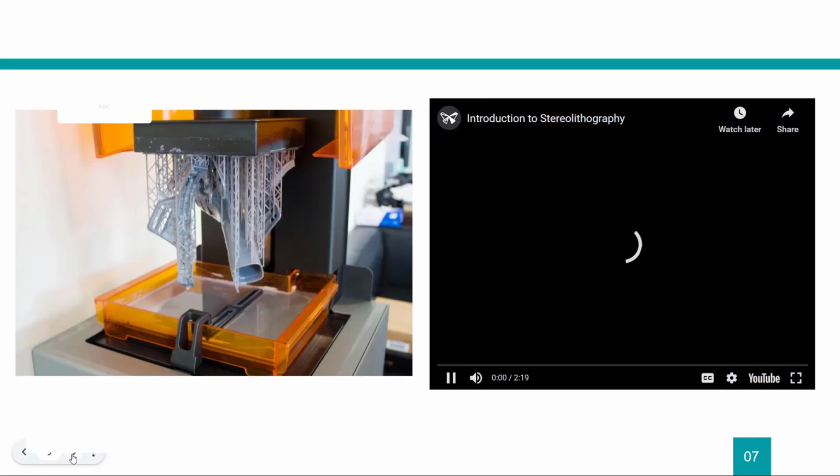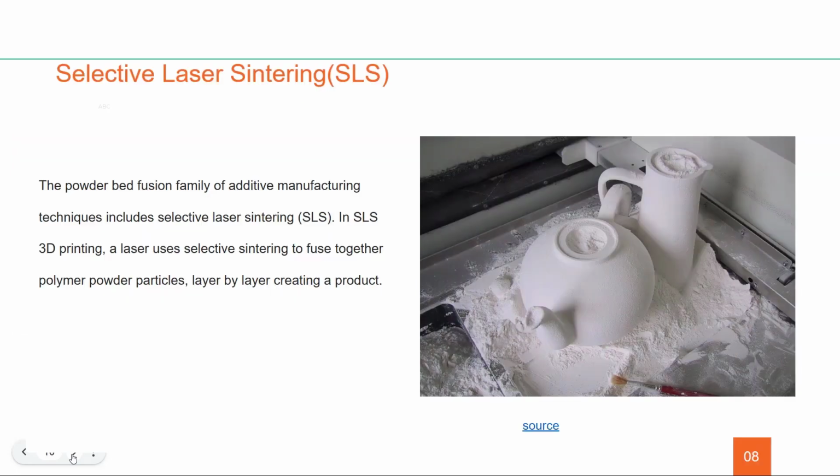In our selective laser sintering, this particular one makes good use of a laser. SLS 3D printing uses a laser for selective sintering to fuse together polymer powder particles layer by layer to create a product. When it says sintering, it uses pressure and heat. The pressure and the heat would help the powder model the 3D object.